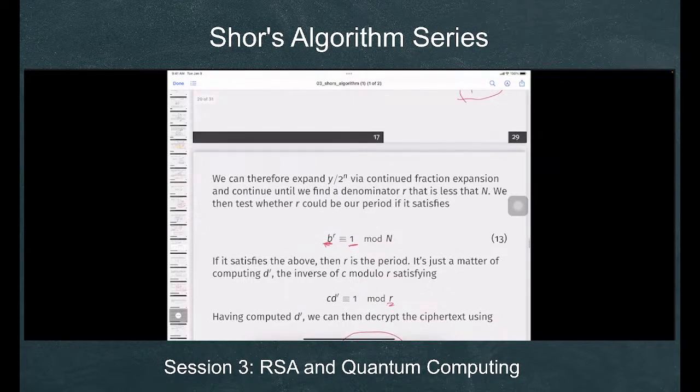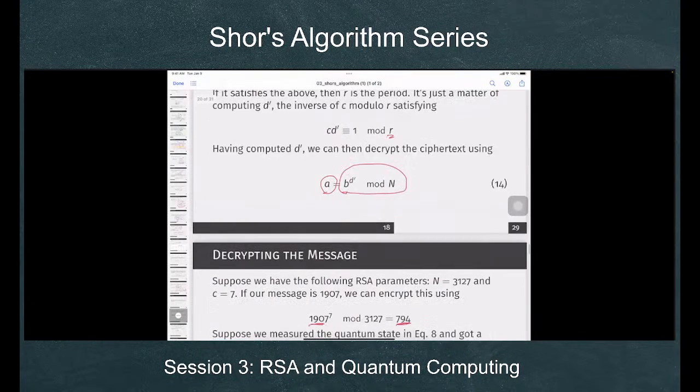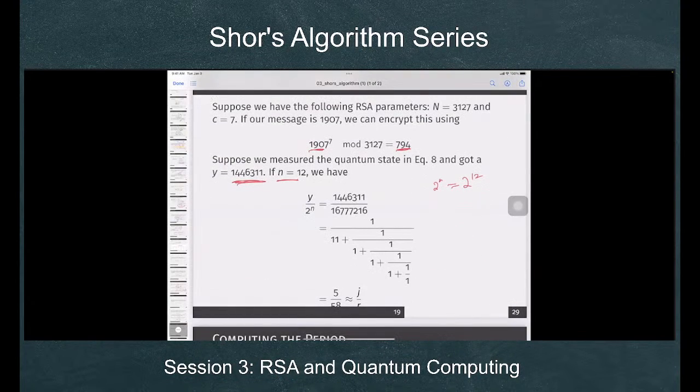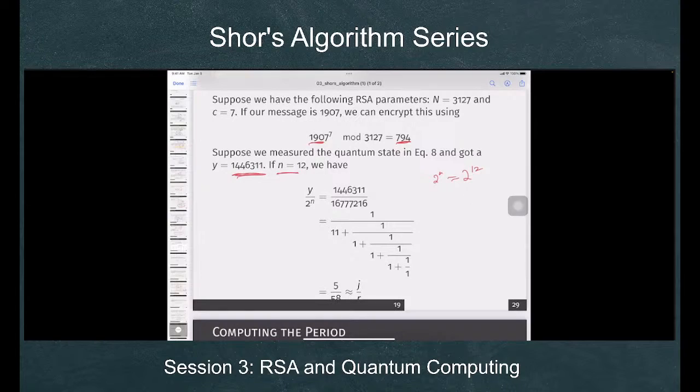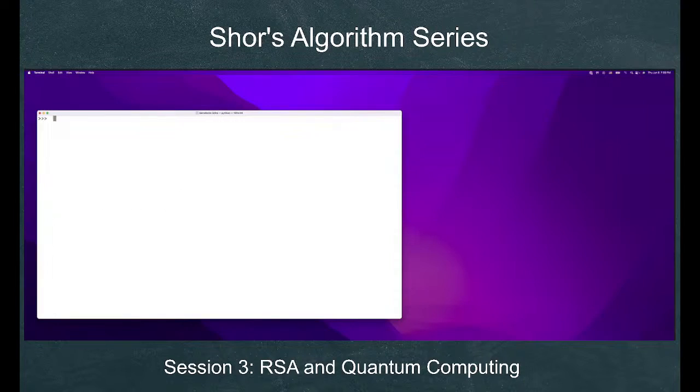We're supposed to compute this using partial fraction expansion. So since y is 14 for this one here, and then 2 to the n like that, this is the partial fraction decomposition. Let me just show you how it works. So, 1446311.